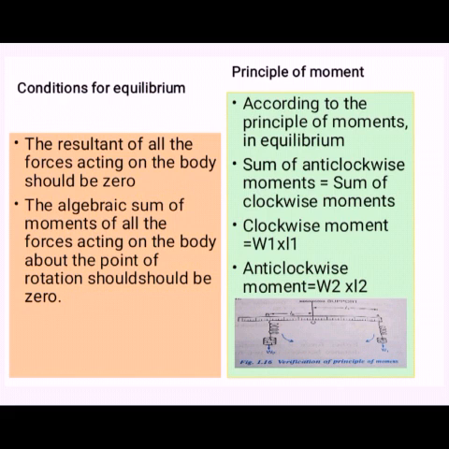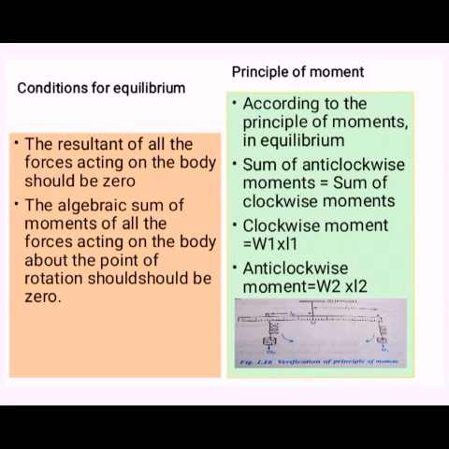Next we'll move on to conditions for equilibrium. From the above examples we can arrive at two conditions. Number one, the resultant of all the forces acting on the body should be zero. That means when you add all the forces, whether the body is in motion or at rest, the total force will be zero. Number two, the algebraic sum of the moments of all the forces acting on the body about the point of rotation should again be zero. That means the sum of the anti-clockwise moments about the axis of rotation must be equal to the sum of the clockwise moments about the same axis.